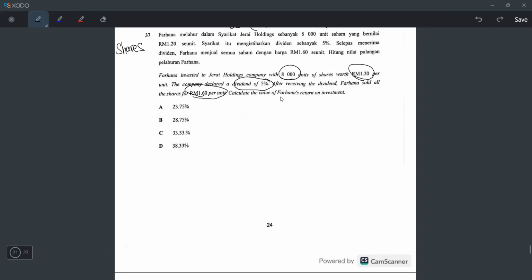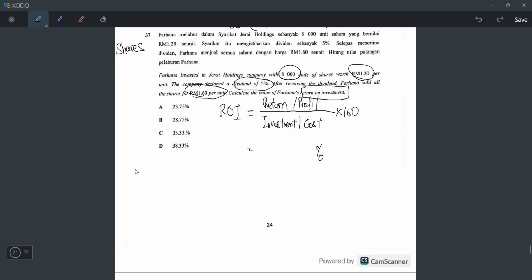Calculate the value of Farhana's return on investment. So this is what they want to calculate, the ROI. Return on investment stands for ROI. Let's talk about the formula first. The formula for ROI is you have to take the total return, or the total profit, divide by the investment, or the original cost, times 100. That is the formula. And ROI will always come out in percentage. That's why you see all the answers in percentage.